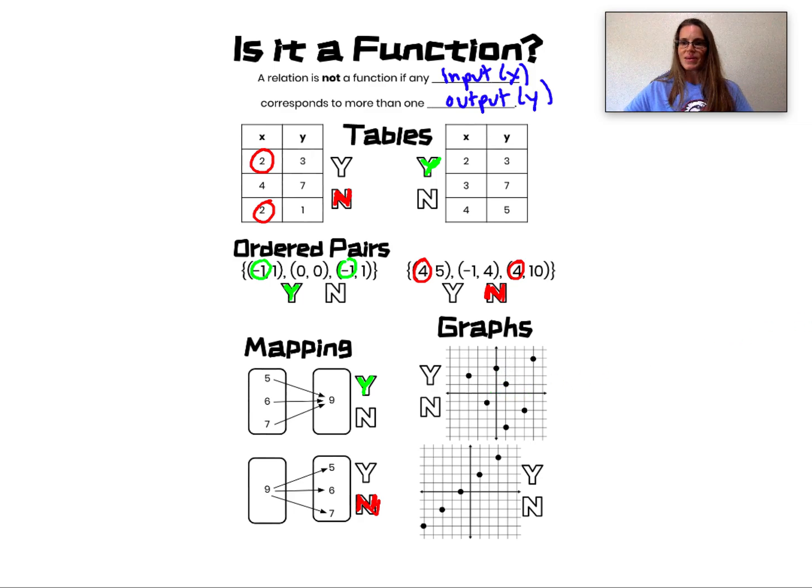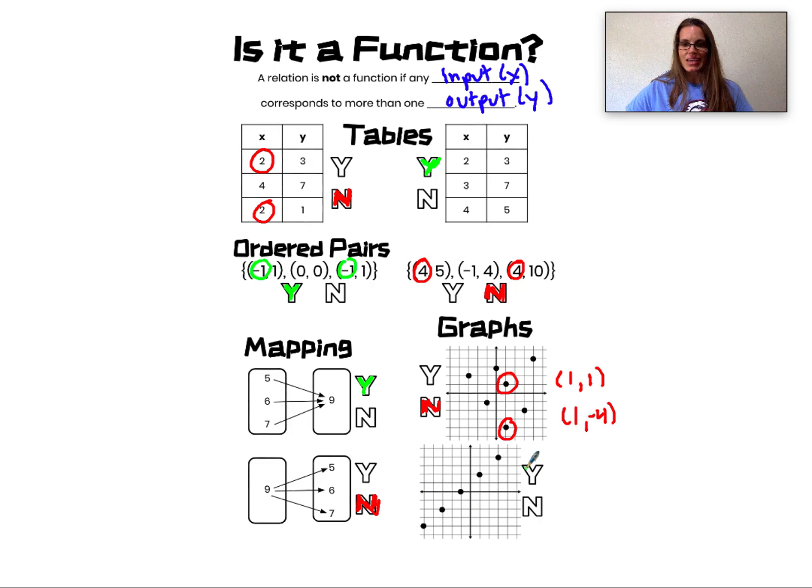Ooh, here's the problem. I need to change colors. When x is 1, y can be 1, or y can be -4. So the same x value has 2 different y values. This is not a function. That's because I have an ordered pair 1, 1, and an ordered pair 1, -4. Same input, 2 different outputs. The rest of the points are okay.